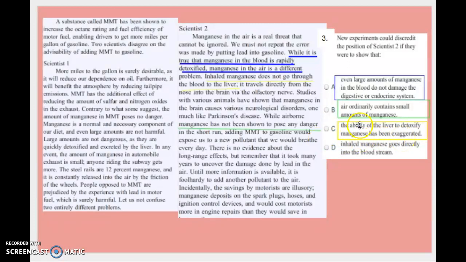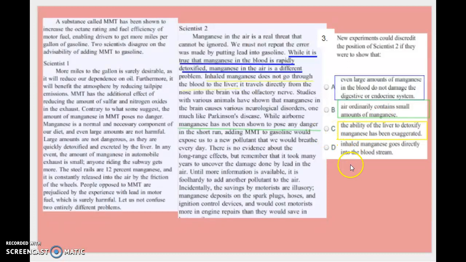Well, that would actually help him because he's trying to get rid of it. His argument is, no, we don't need it. But he admits that, look, inhaled manganese does not go through the blood to the liver. It travels directly to the brain. His problem is not that they're saying it's going to the liver and detoxifying everything. He's already addressed that. So it's not that one that's going to discredit him either.